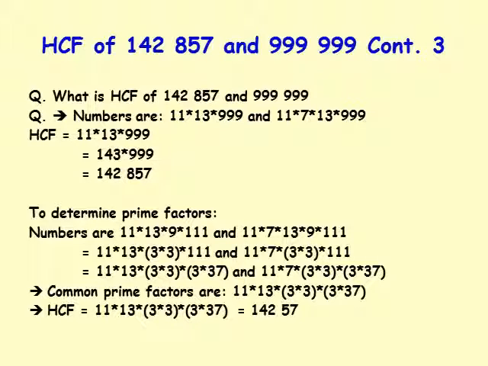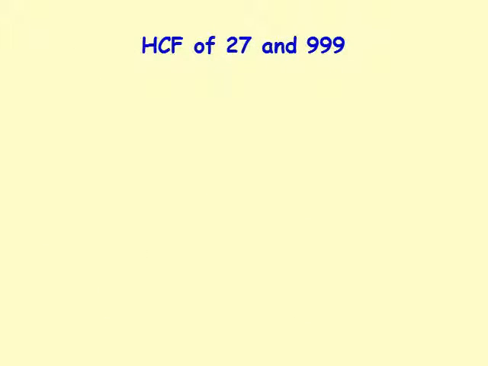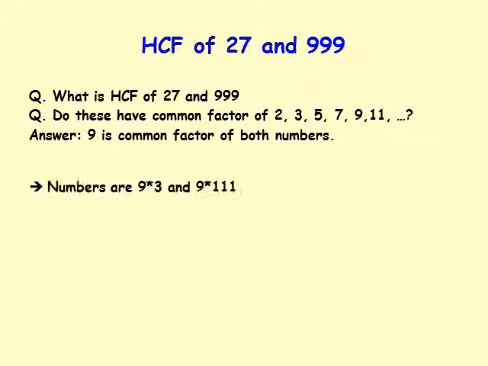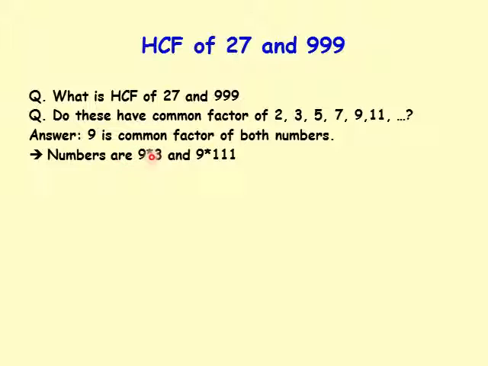Let's do the HCF of 27 and 999. What's the HCF of 27 and 999? The first thing we look at is whether these numbers are divisible by 2, 3, 5, 7, 9, and 11. 9 is a common factor here. So the first number is 9 times 3, and the second number is 9 times 111.